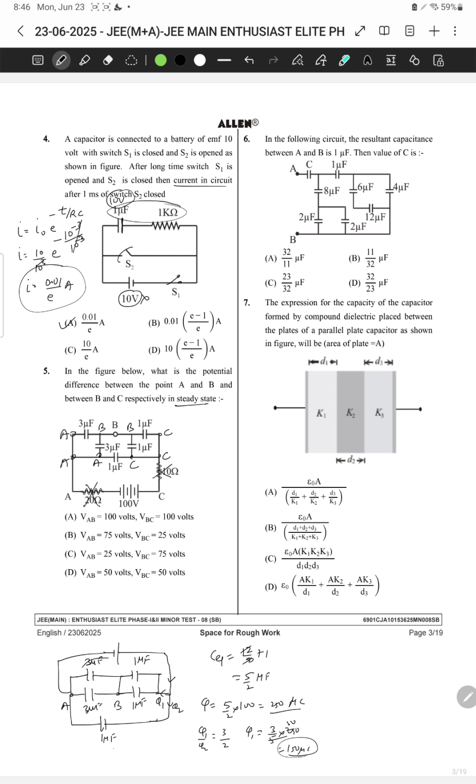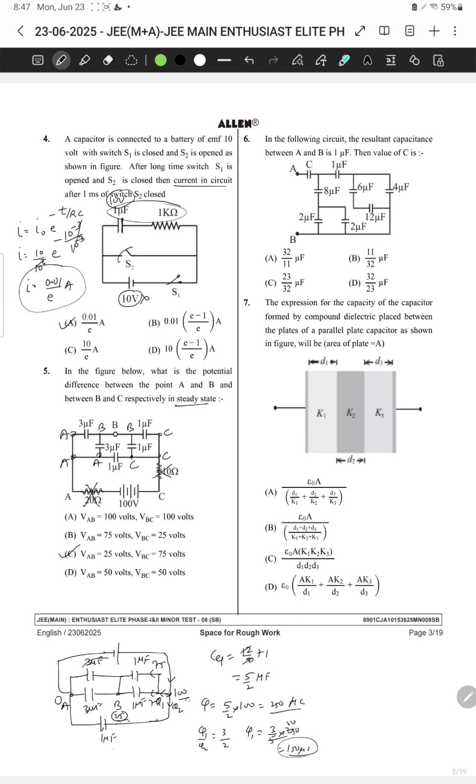150 microcoulomb is coming. That means this will distribute equally, 75 and 75, and there are 1 microfarad capacitors. That means the voltage drop across each capacitor is 75. So remaining is 25. If I assume it like 0 and 100 here, this is 25, this is 100. So what is the potential difference between B and C? 75. Between A and B, 25. So option C is correct here.